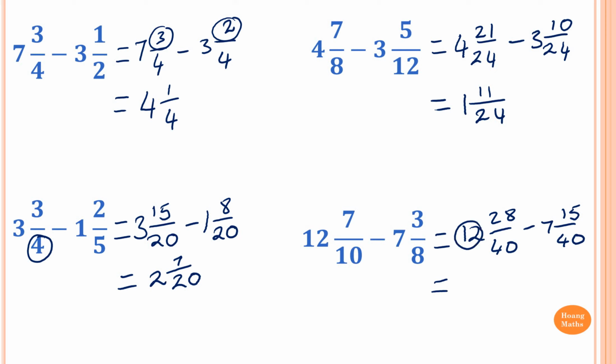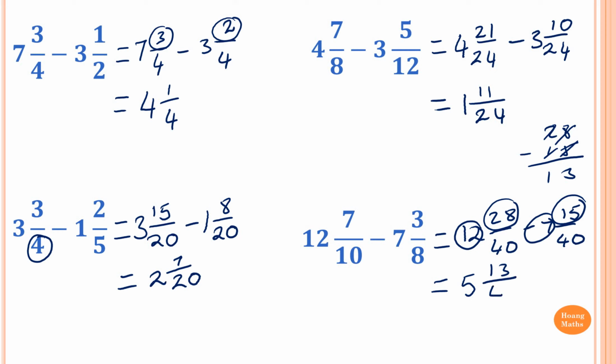So now 12 minus 7: 10 minus 7 is 3, add 2 is 5. So 5. 28 minus 15: 8 minus 5 is 3, 2 minus 1 is 1. So the answer is 13, and then this is 40.